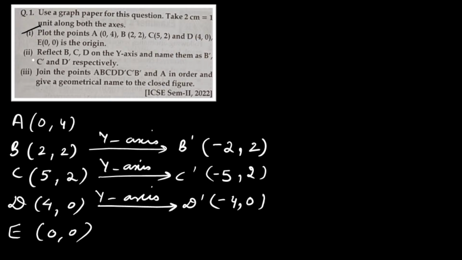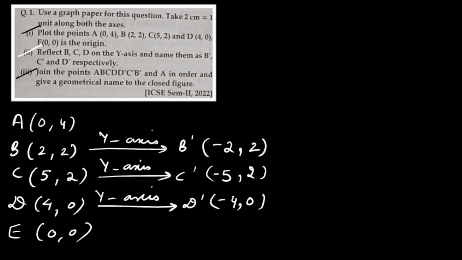So the second question is also done. Now, the first two are done. In the first question we had to plot the points, and in the second question we had to do the reflections. So B dash is equal to -2, 2, C dash is -5, 0 and D dash is -4. Yes, so now we have to do the third one.